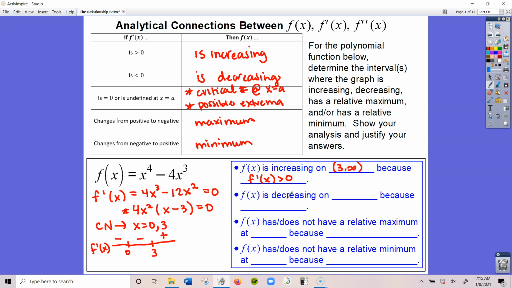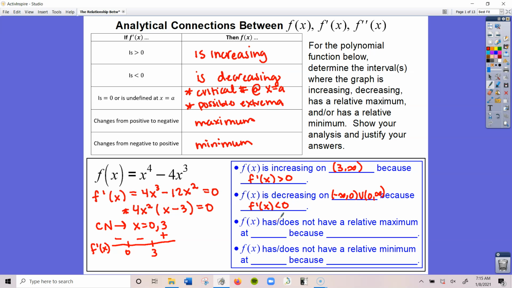Now f of x is decreasing on these two intervals. Remember that 0 is a critical number, meaning that the derivative is equal to 0, which is not negative. So if it's separated by a critical number, we will have to stop at that number. So f of x is decreasing on the interval negative infinity to 0, union 0 to infinity, and we would say because f prime of x is less than 0.